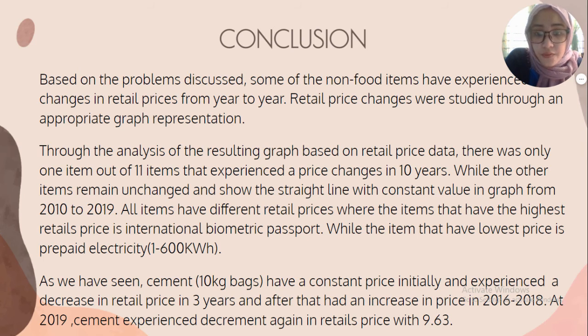All items have different retail prices, where the item that has the highest retail price is the international biometric passport, while the item that has the lowest price is prepaid electricity, 1 until 600 kilowatt per hour. As we have seen, cement 10 kg bag had a constant price initially and experienced a decreased retail price in 3 years. After that, it had an increase in price in 2016 until 2018. In 2019, cement experienced a decrement again in retail price, which is 9.63.